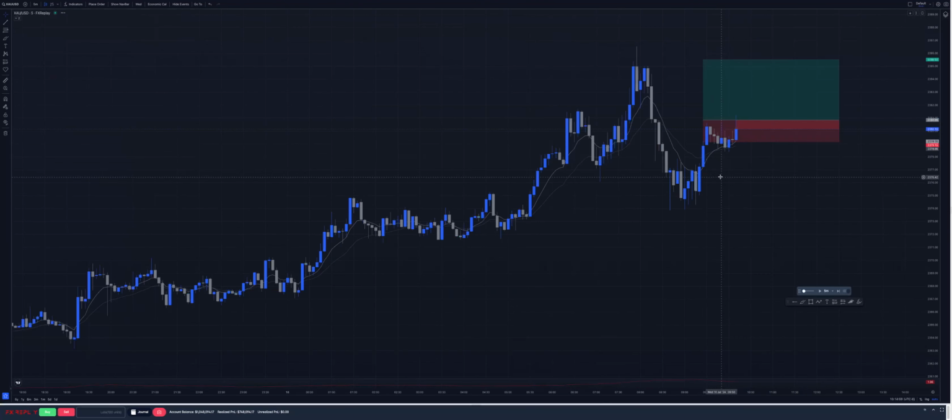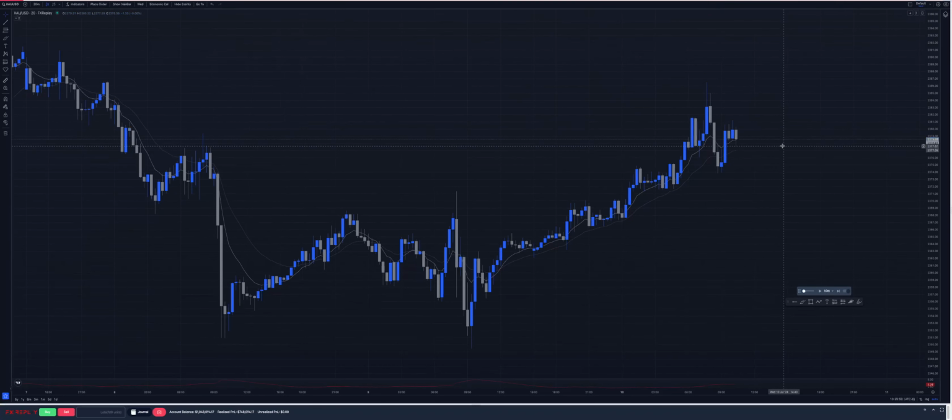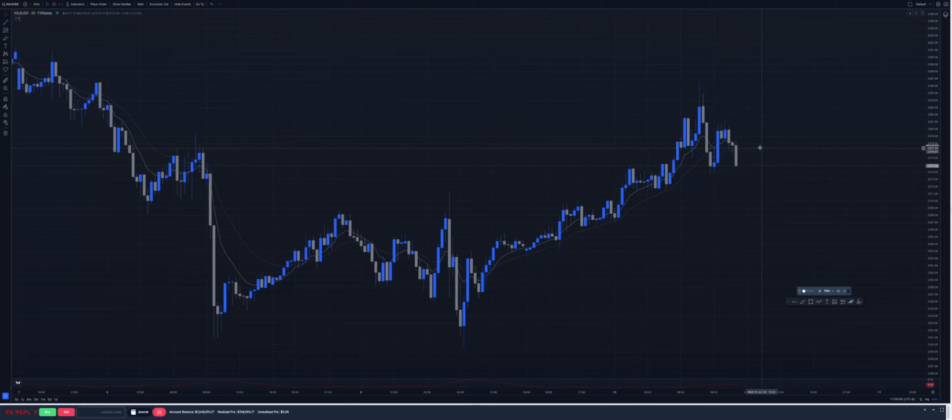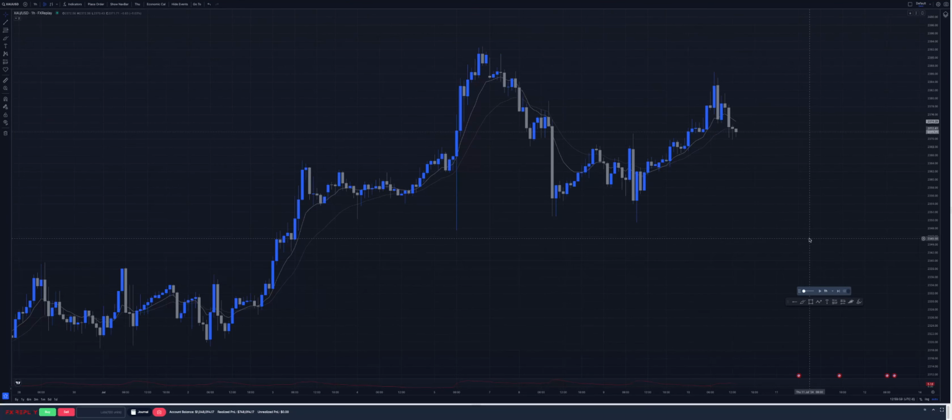Let's see how this candle played out. Yeah, so it came down. I'm going to wait for the secondary entry. 1, 2, 1, 2. Falls back down, nothing to do.